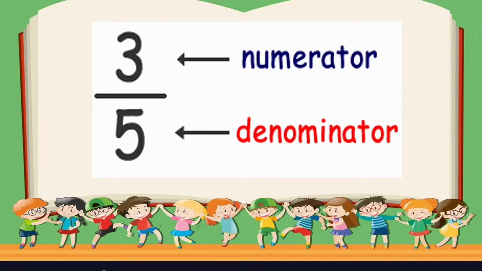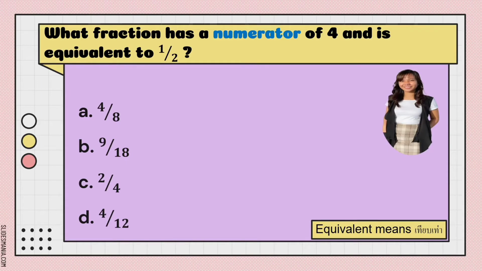Okay, next. So we have here 3 over 5. The number 3 is the numerator. The number 5 is the denominator. What fraction has a numerator of 4 and is equivalent to 1 over 2? In our choices, just look for the 4 as numerator. So we have letter A and letter D, right? Which of them is equivalent to 1 over 2?